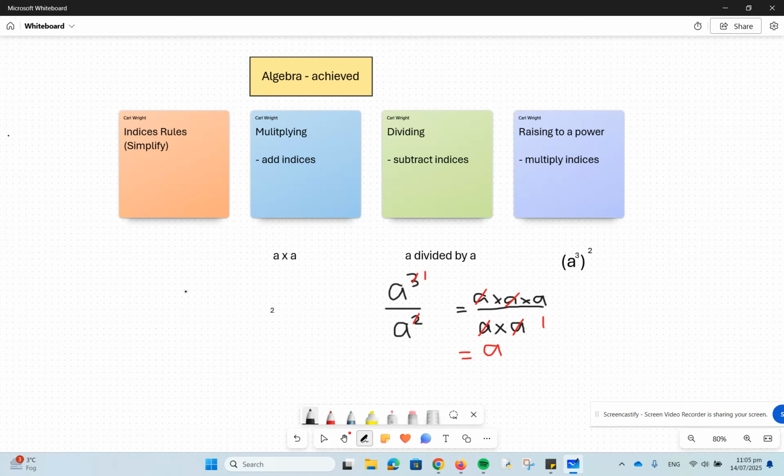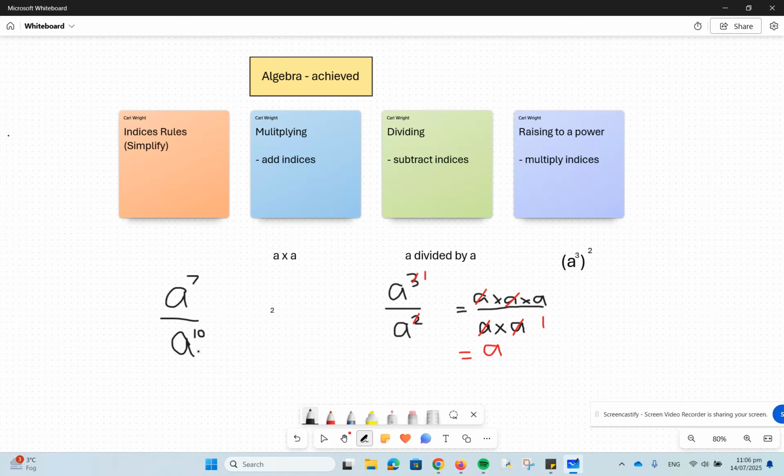So let's try 7 of them on the top, and this time 10 of them on the bottom. Oh, sorry, my bad. Just using any letter, it doesn't matter about the letter. A is just the letter I'm using. Okay, so I've got A to the 7, remember, is the same as writing A times A times A times A 7 times. And I've got A to the 10, which is the same as writing A times A times A 10 times.